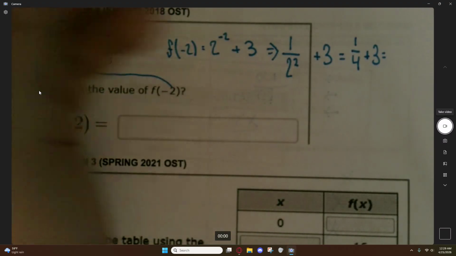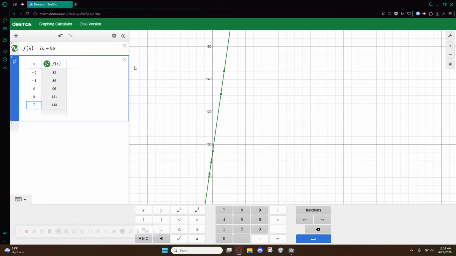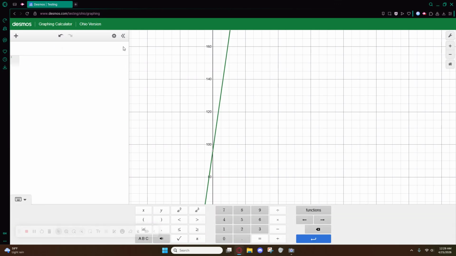2 squared is 2 times 2, which is 4. So this should be 1/4 plus 3, which would be 3.25. Or, again, if you don't want to figure that out, you can have Desmos do the heavy lifting for you. I would always advise having Desmos do the heavy lifting because it just makes your life so much easier. F of x equals 2 to the x plus 3. Okay?